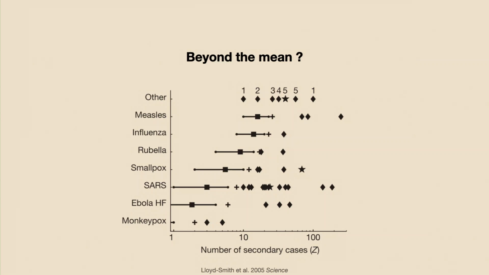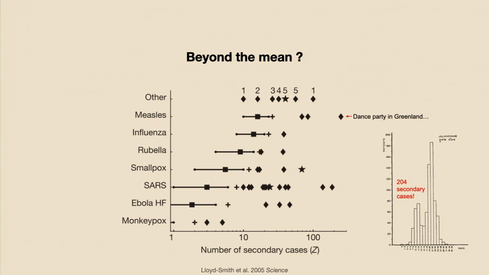For example, measles is somewhere around 20 secondary infections per primary infection. But there's this one guy who infected 204 people. It turns out they knew exactly: it was a sailor who turned up in Greenland where there was no measles at all. And he had measles and he went to a dance party and, like 2 weeks later, 204 people had measles. So that must have been really embarrassing. Anyway, so clearly individual heterogeneity is a thing.